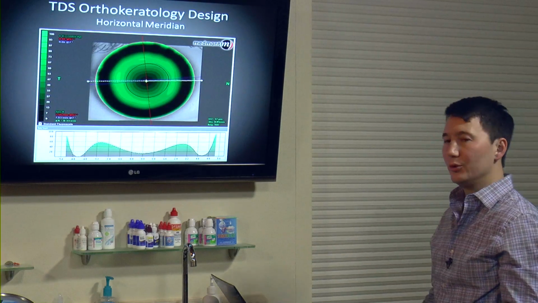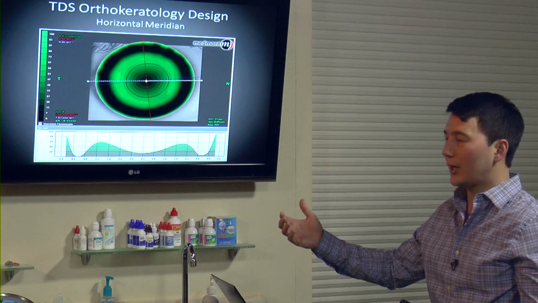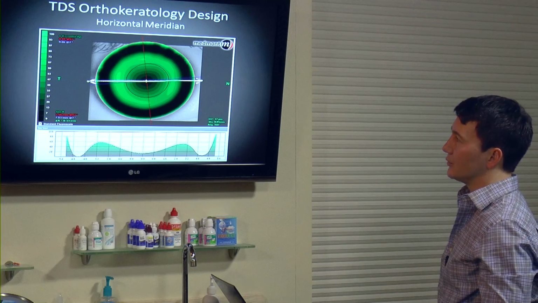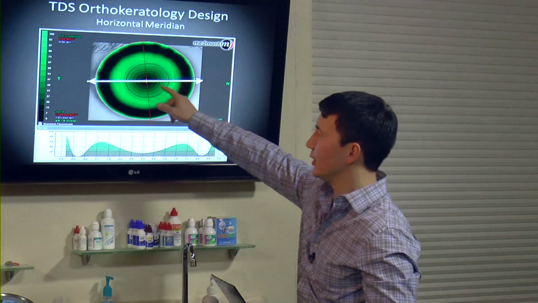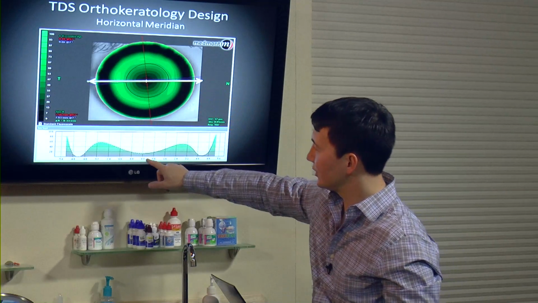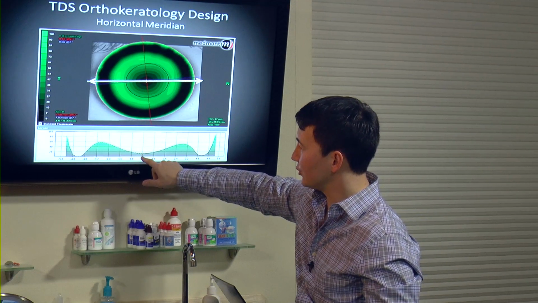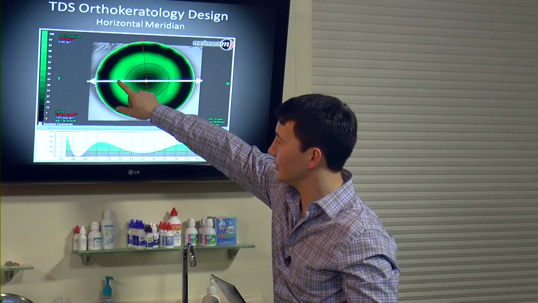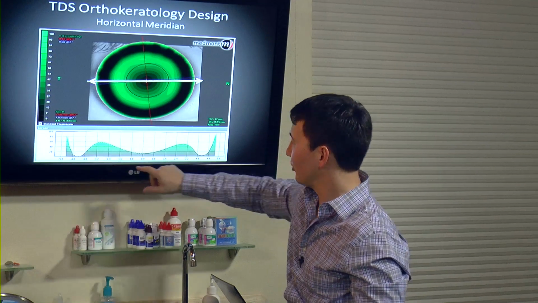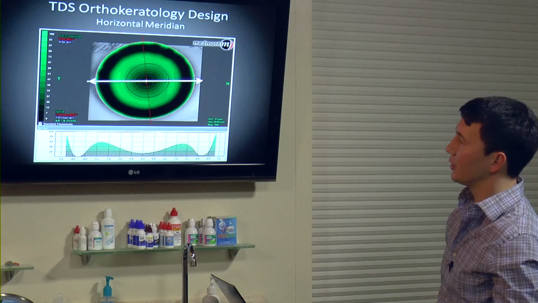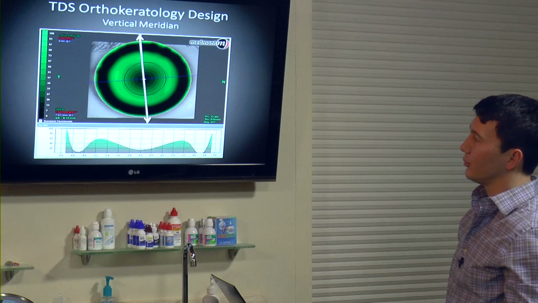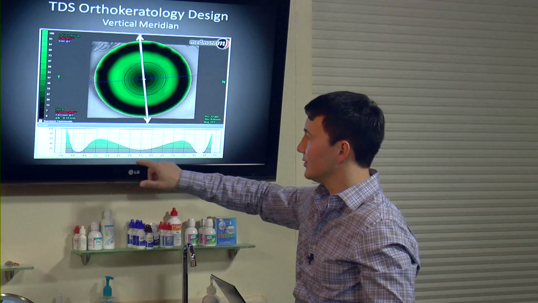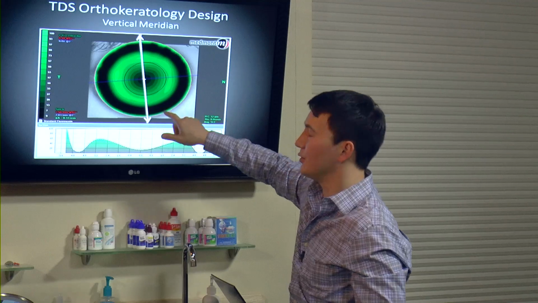So what if we were to use the topography-derived surface to design a lens? Across the horizontal meridian, we'll take all those little control points, bring the lens close to the central corneal apex without touch, have around 60 microns of fluid in the reservoir, land the lens appropriately at 3 and 9, and a good healthy edge lift. Then the same thing in the vertical meridian. Let's land the lens 360 degrees around.